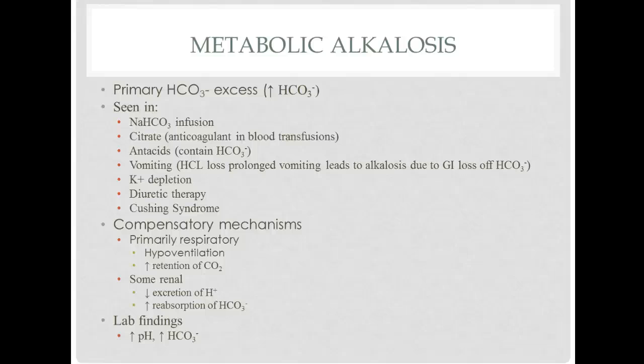Then we have metabolic alkalosis, as seen when somebody has a primary bicarb excess. This is seen with someone who gets a sodium bicarbonate infusion, getting excess anticoagulant and blood transfusions, eating too many antacids. Prolonged vomiting can cause you to lose a lot of hydrochloric acid and therefore have excess bicarb. Potassium depletion, diuretic therapy, and Cushing syndrome.